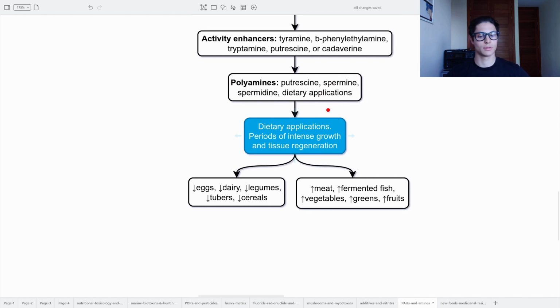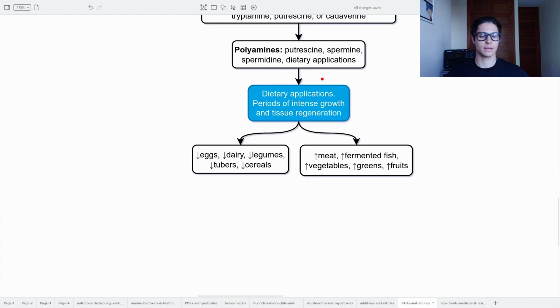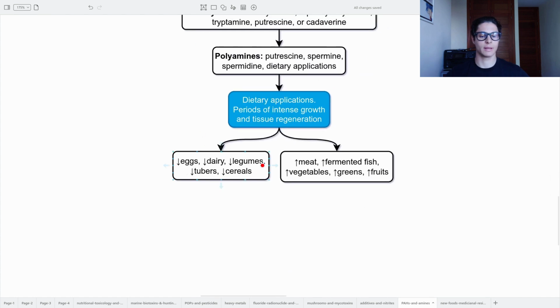And we have to take into account the periods of intense growth and the tissue regeneration phases. So, for example, children that are growing, and also people that are recovering from an injury. And to recap, the restrictive histamine diet is low in eggs, dairy, legumes, tubers, and cereals, and high in meat, fermented fish, vegetables, greens, and fruits.